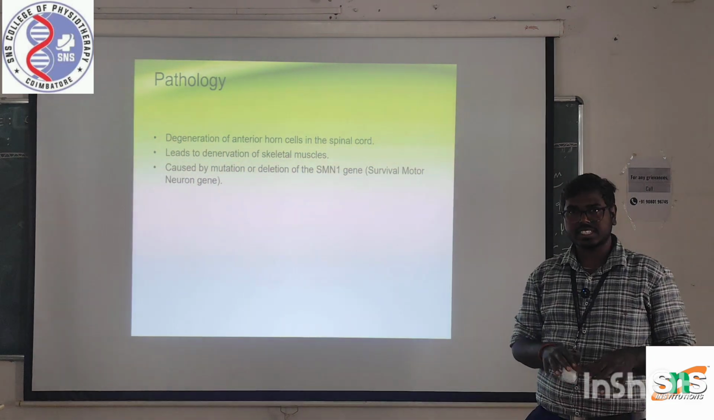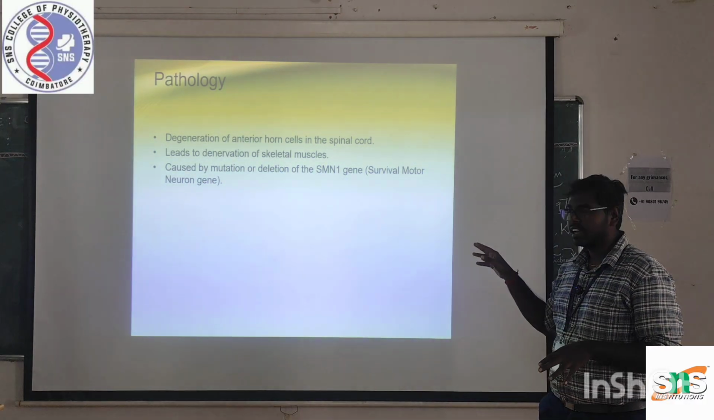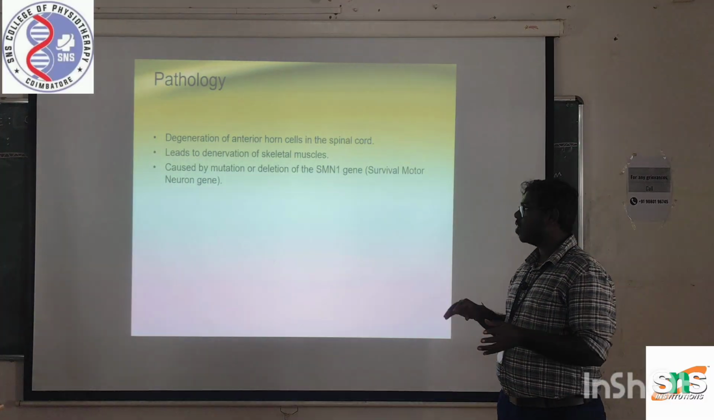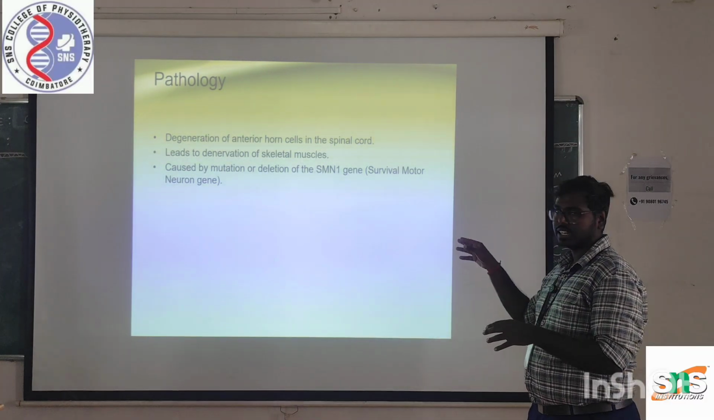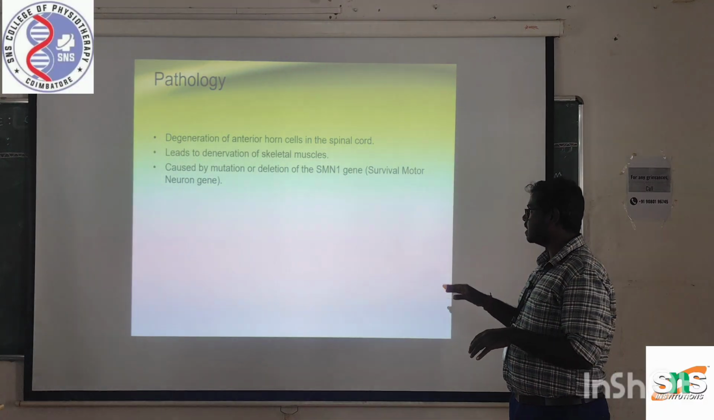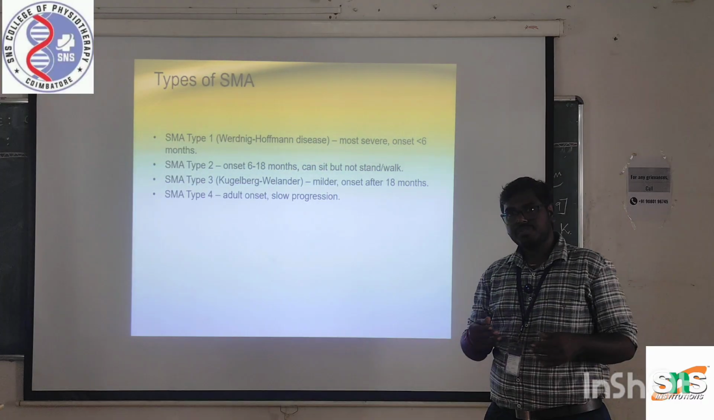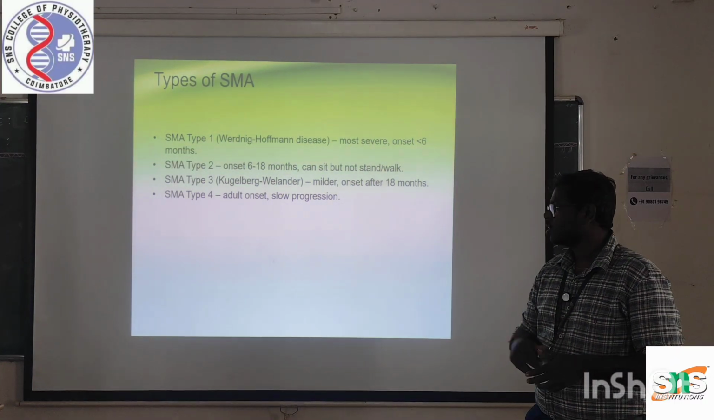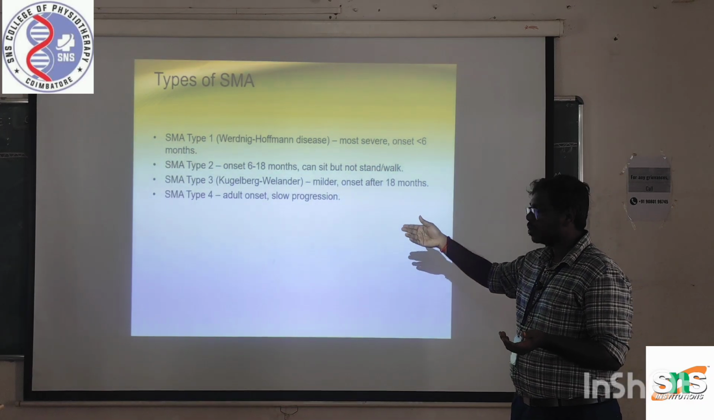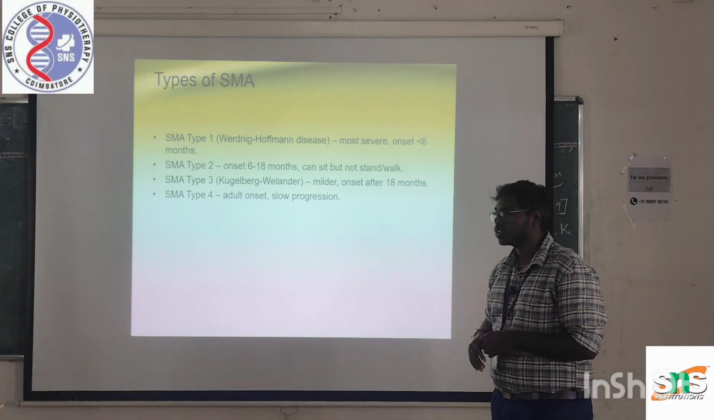The pathology for this condition is the degeneration of the anterior horn cells in the spinal cord, which can lead to denervation of the skeletal muscles. This is caused by a mutation or a deletion of the SMN1 gene, which is the survival motor neuron gene. There are different types of SMA, classified as SMA type 1, type 2, type 3 and type 4. These are the 4 different types of spinal muscular atrophy.